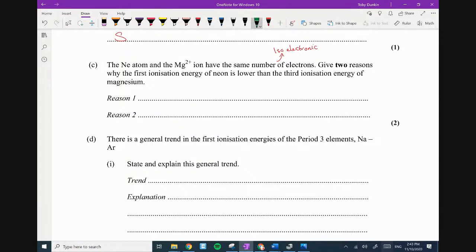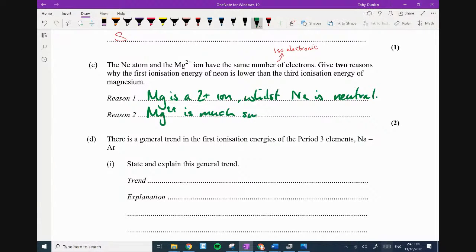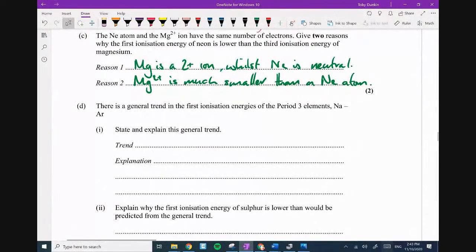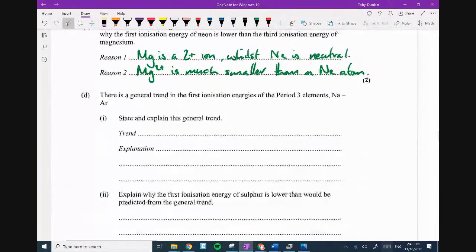So I'm going to say the top reason is the fact that magnesium Mg is a +2 ion, whilst neon is neutral. Next, the magnesium 2+ ion is much smaller than a neon atom. It's nice to talk about ions and atoms and see the difference. The last one, of course, would be the fact that magnesium has more protons. 3 if you wanted, but any of them will do.